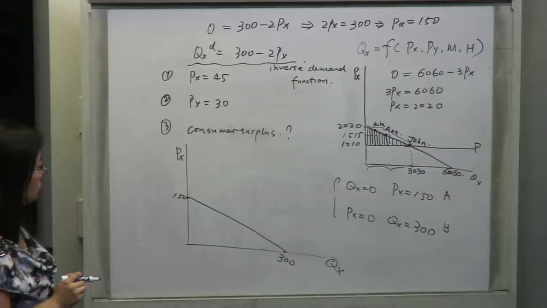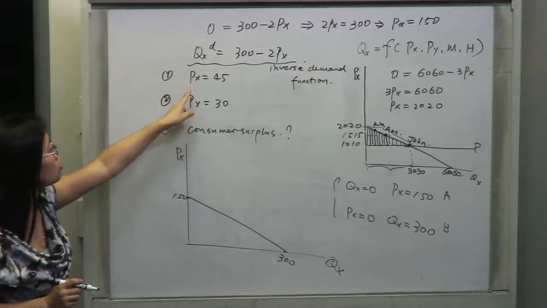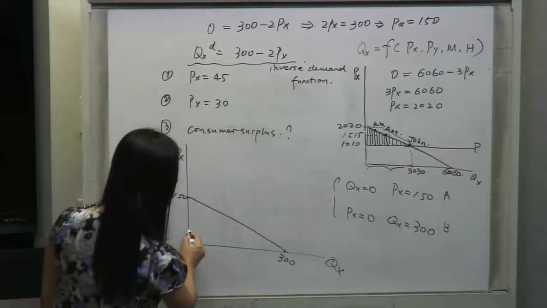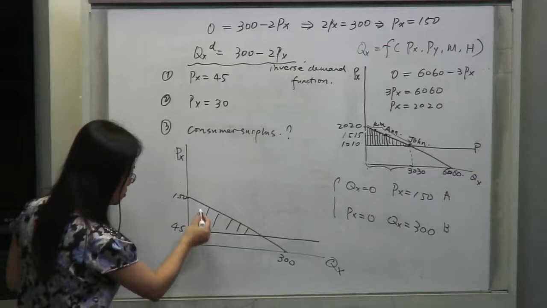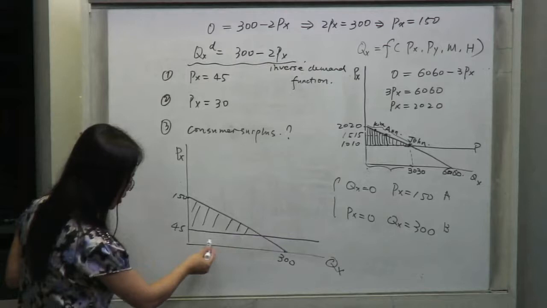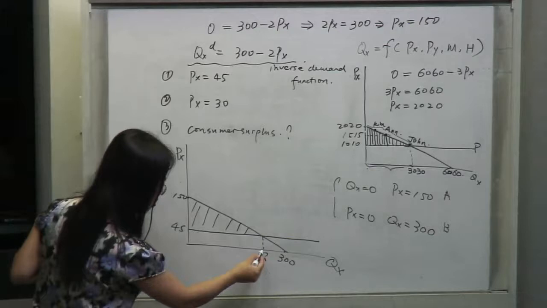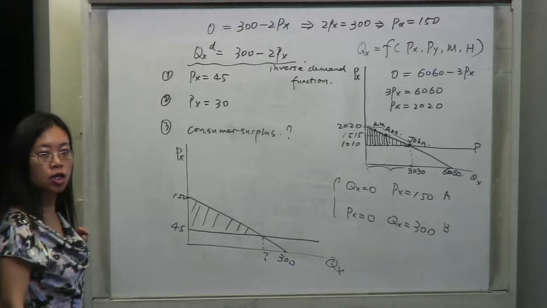Okay, so this is the demand. Now we're looking for the consumer surplus from Px equal to 45. Where is the 45? Let's say 45 right here. And we're looking for this area here. We need to know the base, which means we need to know this value here. How do we find this value right here?